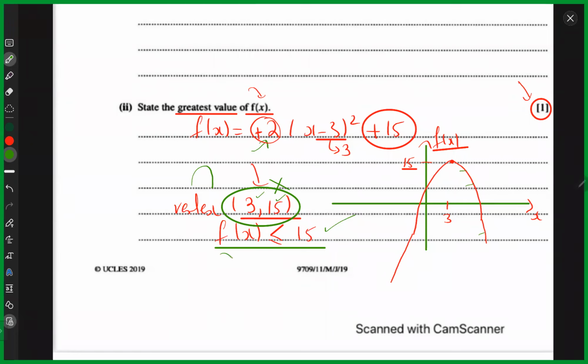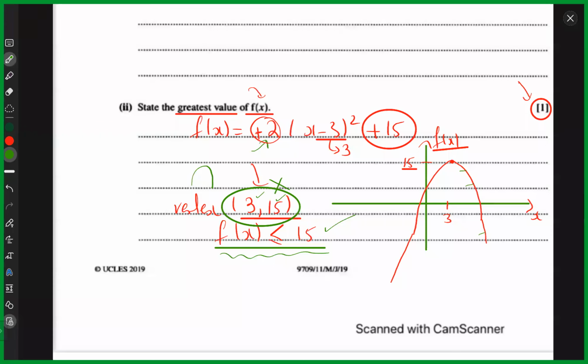Okay, this part. Because f of x is 15 just means that, or you can write it down this way, that the greatest value of f of x equals 15. Yes, but if you write it down directly, f of x equals 15, that is not right. Certainly not right, because that just means that f of x is only 15. Okay, so you need to elaborate a bit more.